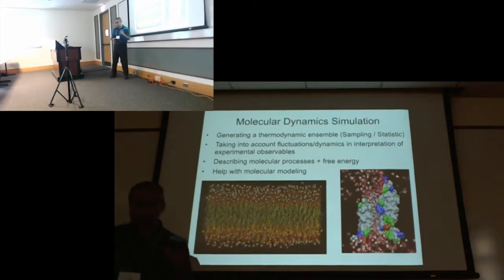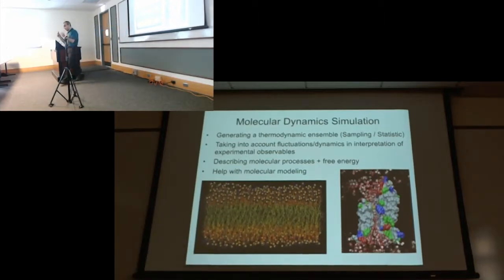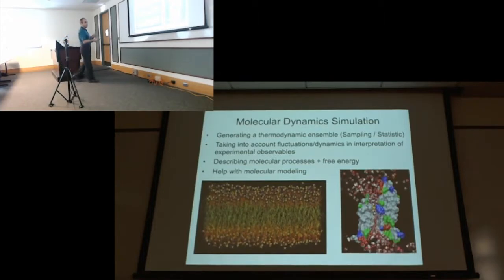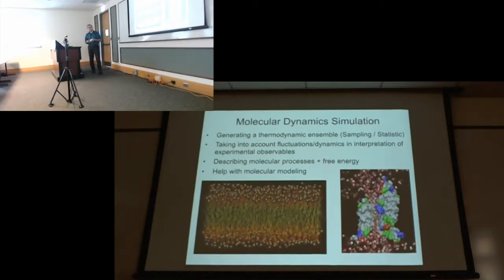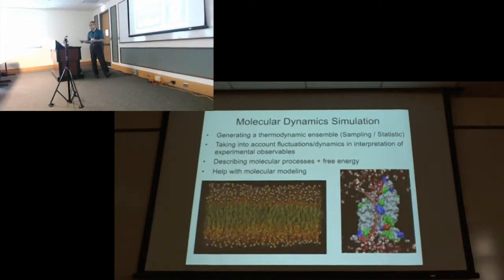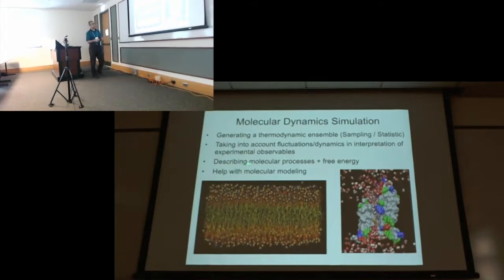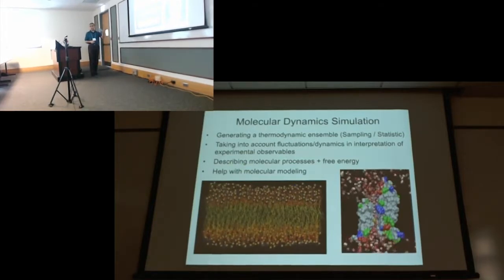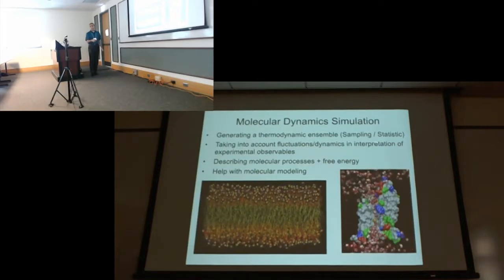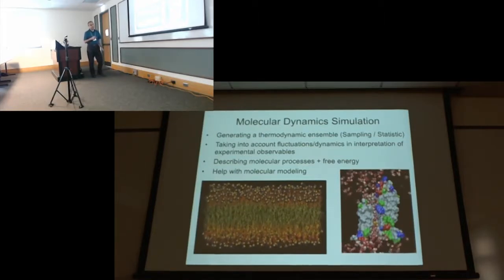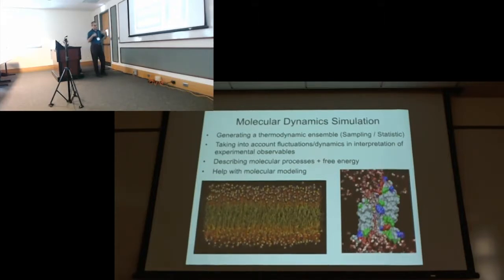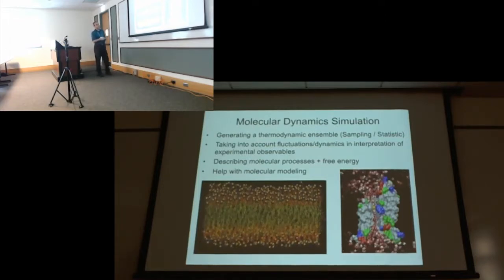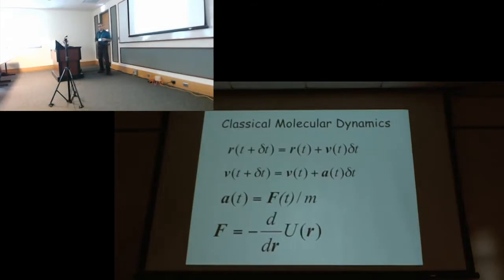If you are interested in a bond distance, you take it from the PDB, that's just one frame, whereas if you simulate it in the presence of water and everything, you get a nice distribution of bond, angle, hydration, electrostatic potential, whatever you're interested in, taking into account fluctuation and diffusion. You can describe molecular processes. I showed you a couple of examples, we'll look at more. And you can also calculate free energy, which is usually the most expensive part of this business, because you need to calculate entropy, which means you have to have nice sampling. And then, as I pointed out, you can help with molecular modeling.